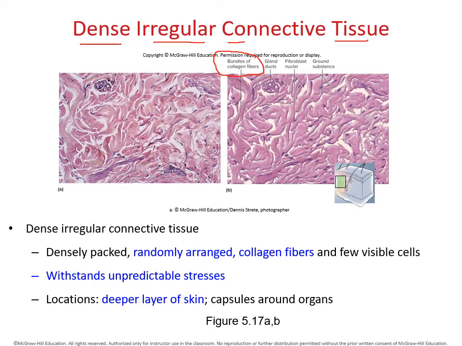So for the location for the dense irregular, we're going to go ahead and focus on the deeper layer of the skin. Okay, so randomly arranged collagen fibers withstand stresses, thank you collagen, and its location is going to be within the deeper layer of skin.